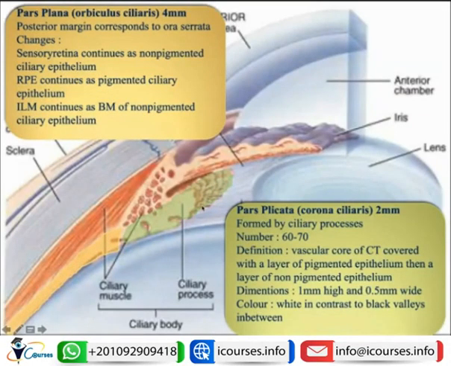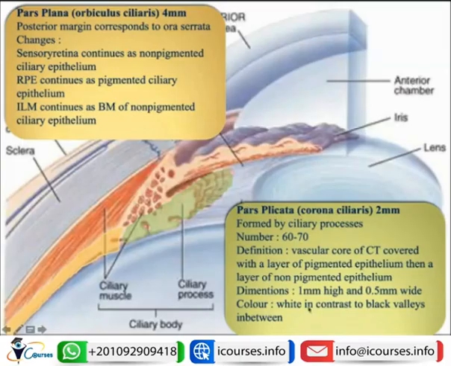While the anterior one-third is called the pars plicata or the corona ciliaris. The corona ciliaris is about 2 millimeters, basically forming the ciliary processes. The ciliary processes number about 60 to 70. This number is important and it's asked in the exams. They consist of a vascular core of connective tissue covered by a layer of pigmented epithelium, then the non-pigmented epithelium. The non-pigmented epithelium will be the one facing the posterior chamber.